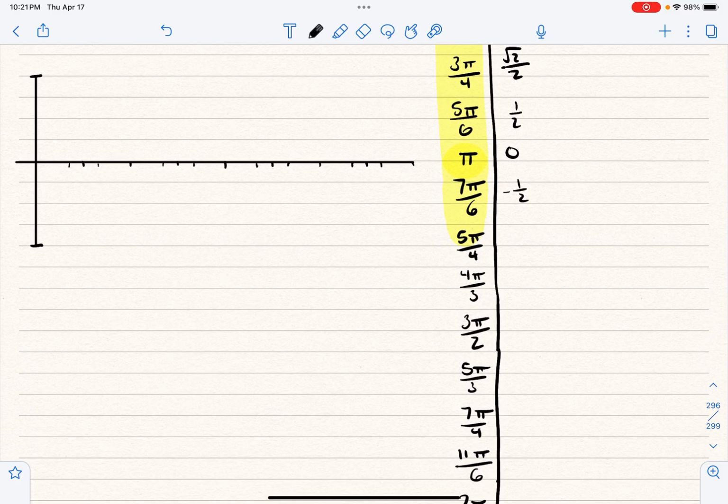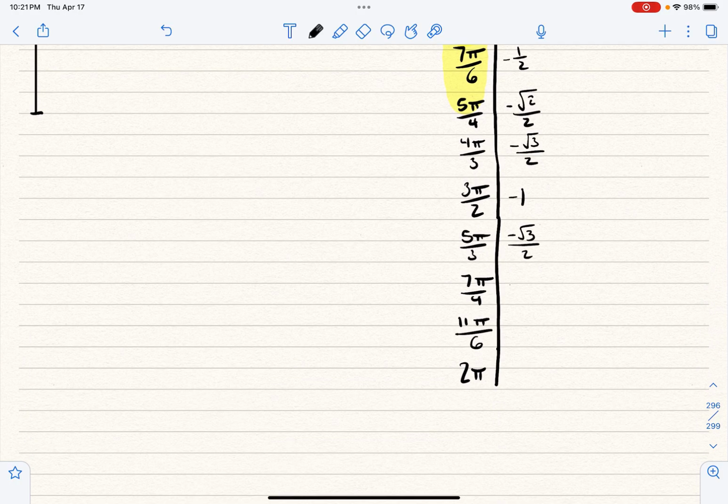Then 5 pi over 4 is still in the third quadrant, so it's negative square root of 2 over 2. 4 pi over 3 is negative square root of 3 over 2, and 3 pi over 2 is negative 1. And then 5 pi over 3 is almost to negative 1, but it's negative square root of 3 over 2. 7 pi over 4 is negative square root of 2 over 2. 11 pi over 6 is negative 1/2, and 2 pi is 0.